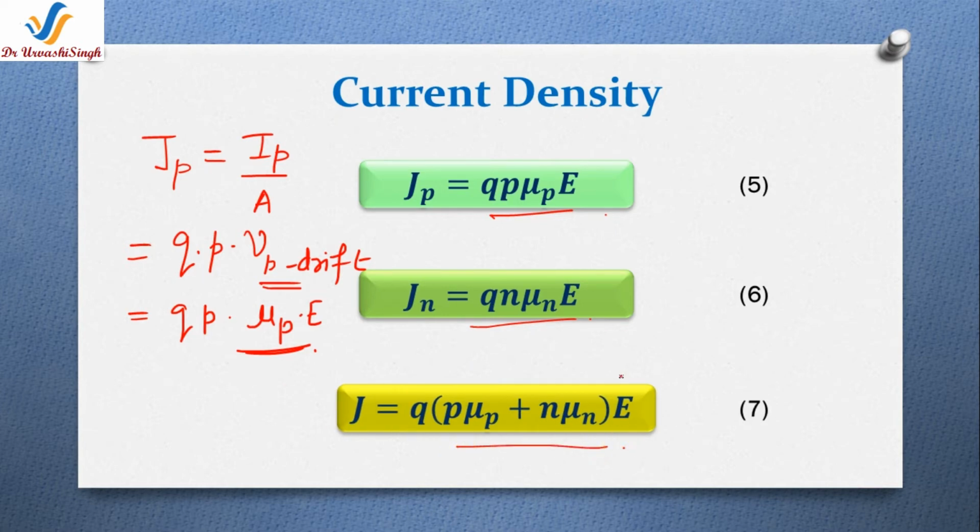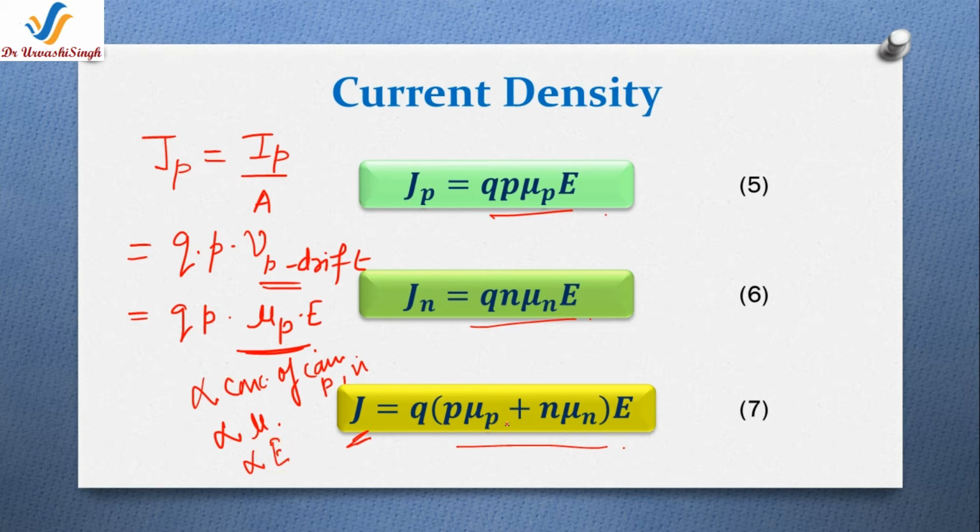So what can you conclude from equation 7? That current density is proportional to the concentration of the carriers p and n, and the mobility of the carriers, and also proportional to the electrical field.